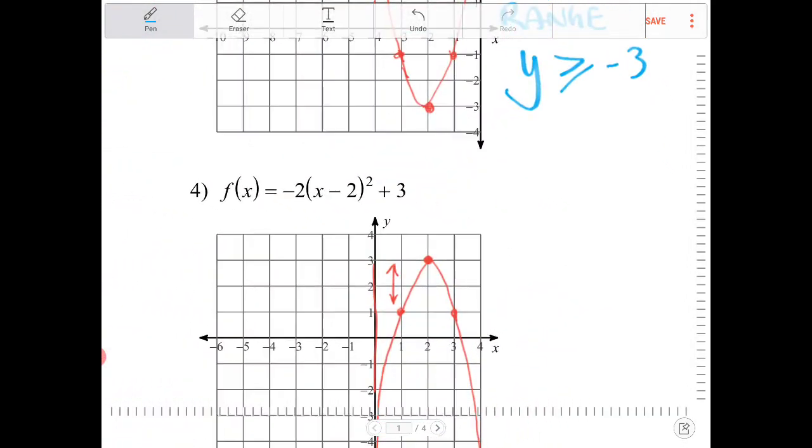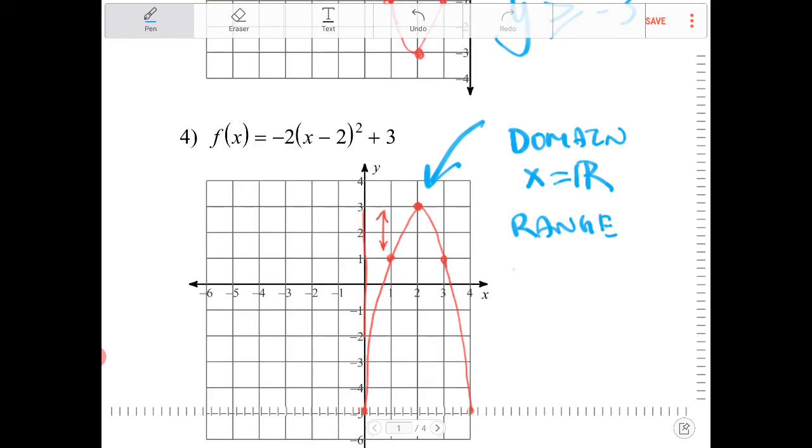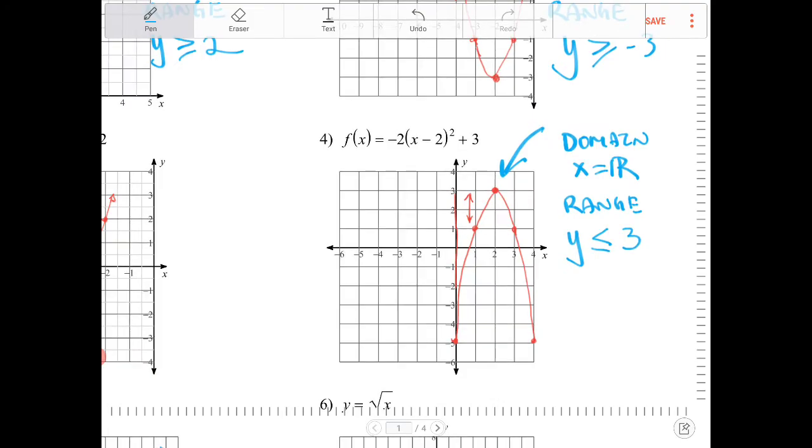Let's do this one here. Here I do see that this time it's not a min, it's a max, right? So like I said before, the domain is still x is equal to all real numbers. The range is dependent on where the vertex is. So now the range is going to be y is less than or equal to 3, because all the y coordinates are going to be below 3.